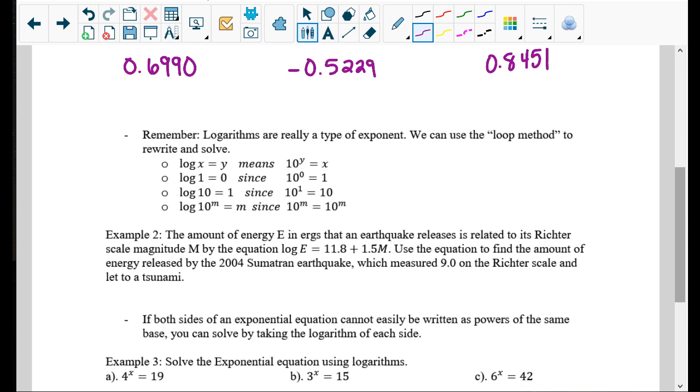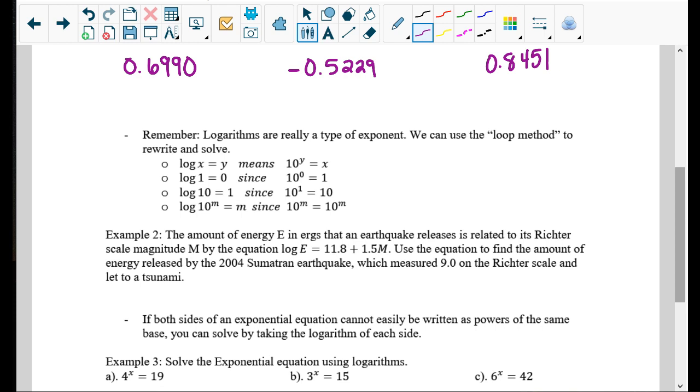Take a look at example 2. The amount of energy E, in ergs, that an earthquake releases is related to the Richter scale magnitude M by the equation log E equals 11.8 plus 1.5 M. Use the equation to find the amount of energy released by the 2004 Sumatran earthquake, which measured 9.0 on the Richter scale and led to a tsunami.